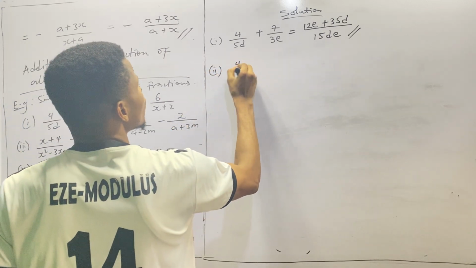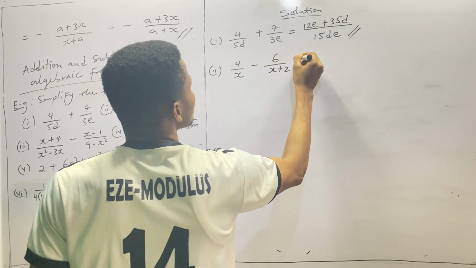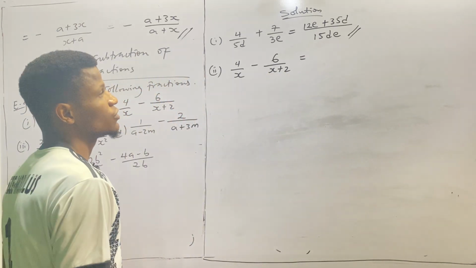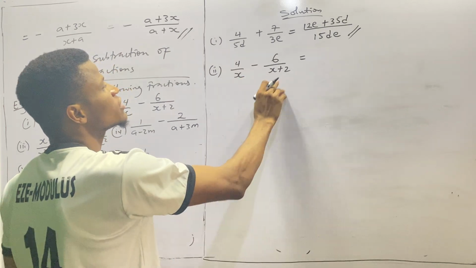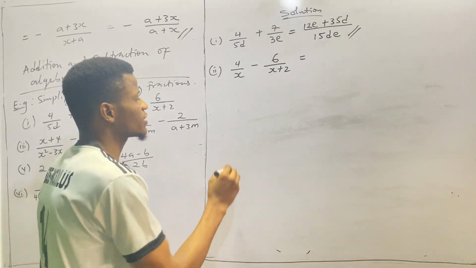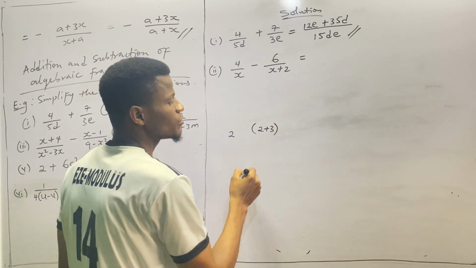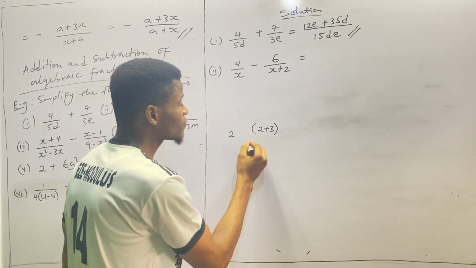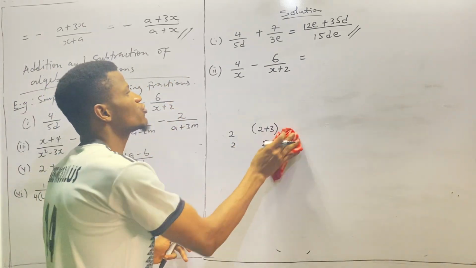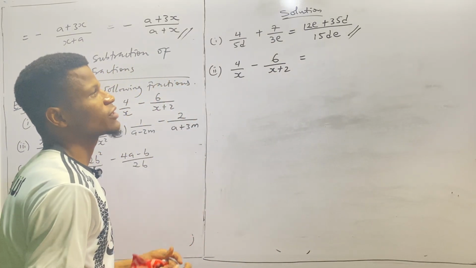We have 4 over x minus 6 over x plus 2. So we find the LCM of x and x plus 2. Of course, remember, the two of them are separate. Please, x plus 2 is not a factor of x. It's just like saying that 2 is a factor of 2 plus 3 because they have a common 2. No. 2 plus 3 is 5, so 2 is not a factor of 5. That is one thing I want you to know.